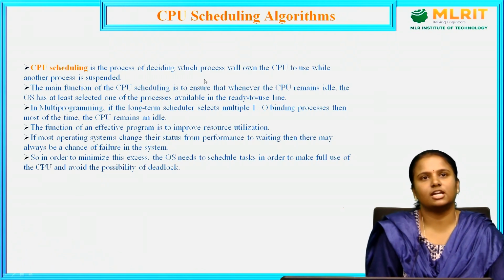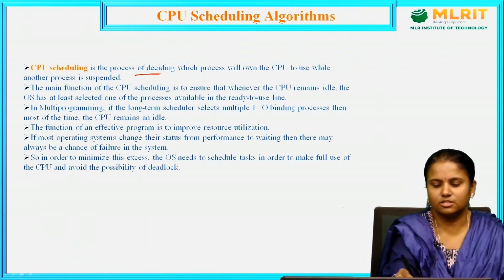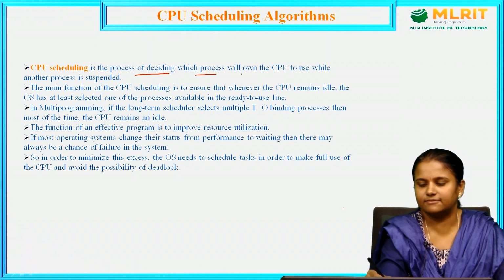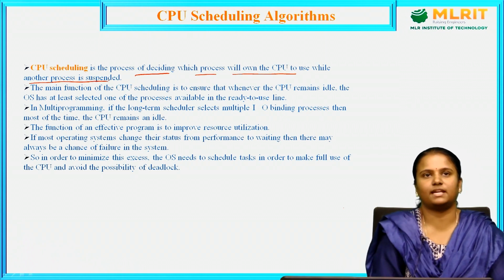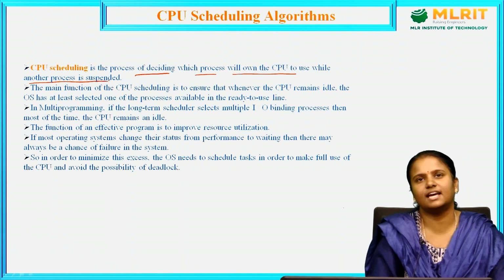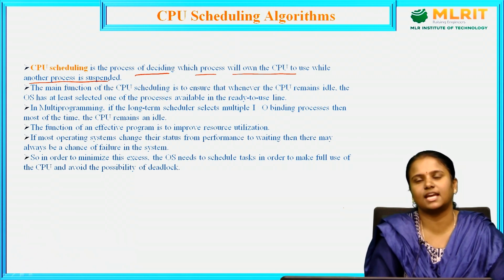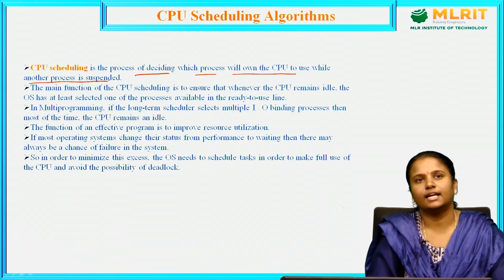CPU scheduling is the process of deciding which process will own the CPU to use while another process is suspended. Whenever a process is under execution, no other process can get into another state. That is what it means for the process to be suspended.